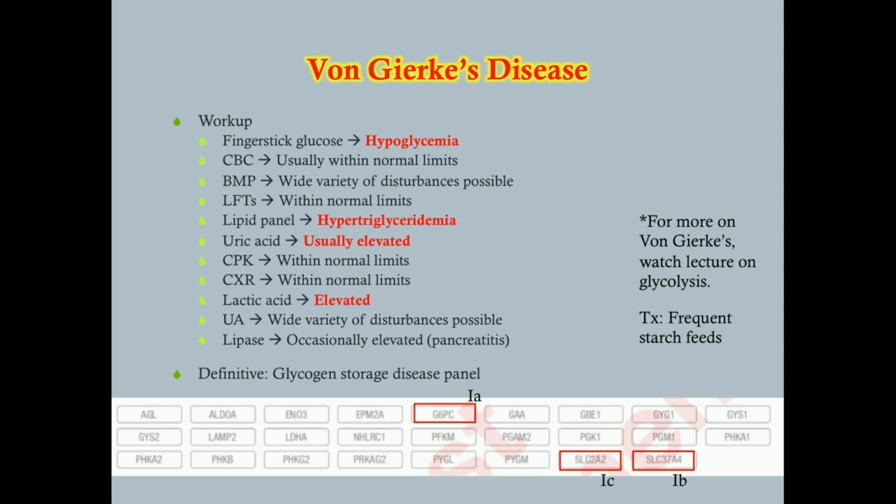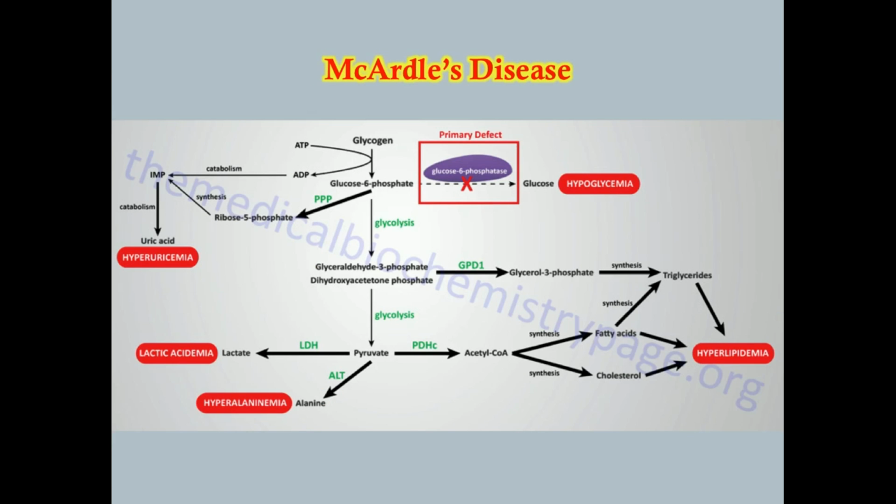The treatment is frequent starch feeds. So either you can do nasal gastric administration of glucose, typically that's done for really young children, or you can do PO uncooked cornstarch dissolved in water every 4 hours. The important thing here is that they're not fasting, because that's really the problem. You also want to restrict fructose and galactose metabolism. Why do you want to do that? Because that is going to hit a roadblock. Ultimately, both of those molecules are going to get converted into glucose 6-phosphate, and you can't do anything with that in von Gierke's disease.